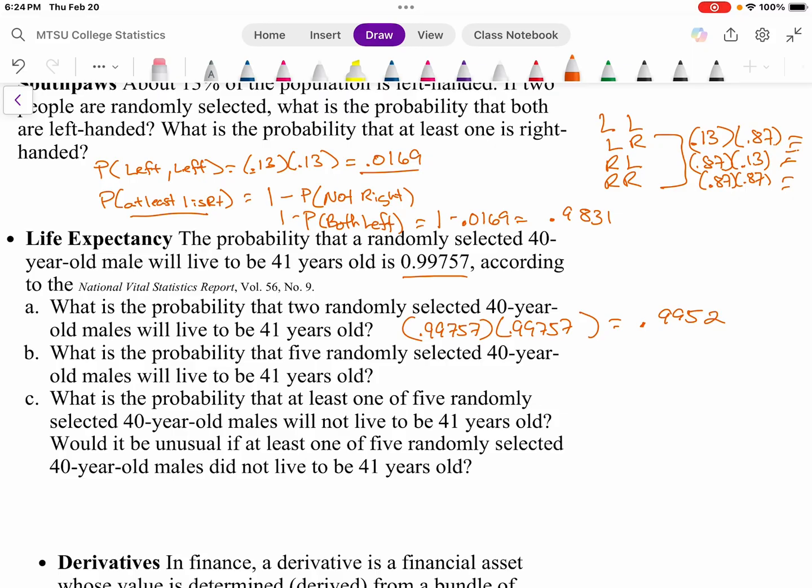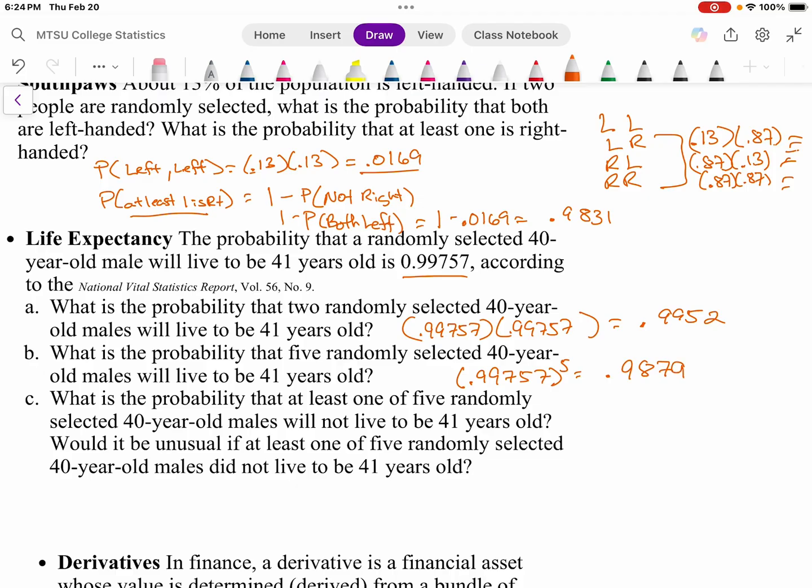Okay, I'm going to use that exponent trick. 0.99757 raised to the 5th power. That gives me 0.9879.